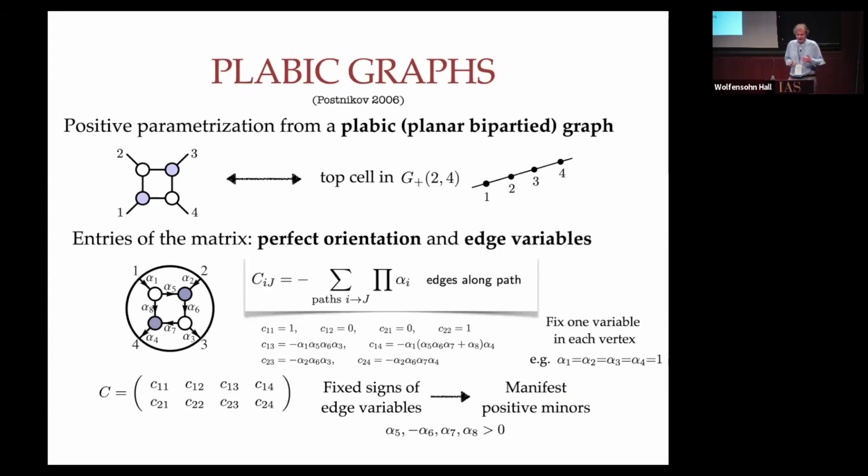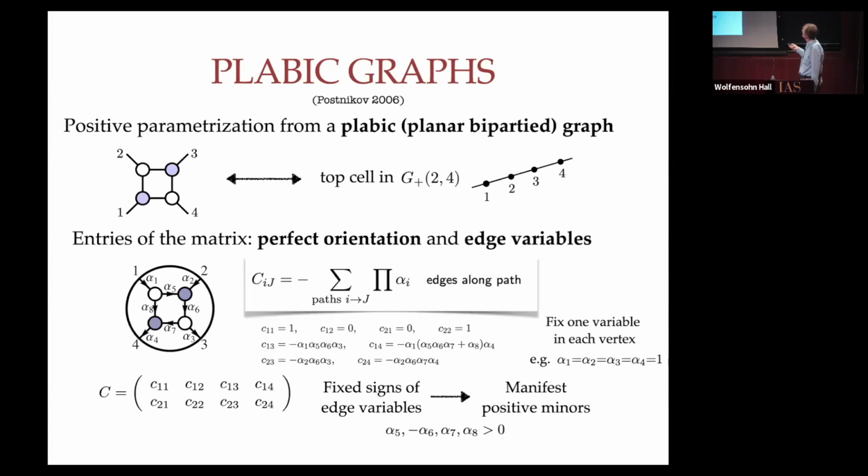And that is connected to the story of the Plabic graph, introduced by Alexander Postnikov in 2006 in this setup. The Plabic graph gives a positive parametrization of this cell in the positive Grassmannian. So for example, for this configuration, this is a top cell in G+(2,4). This will be a Plabic graph which is associated with that.